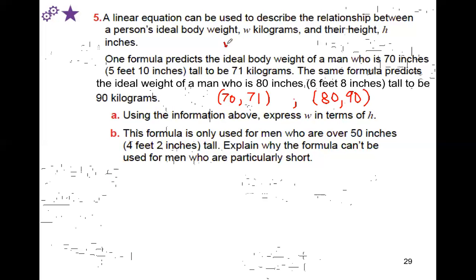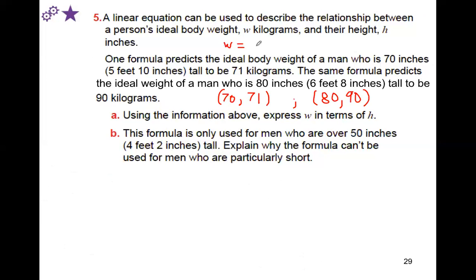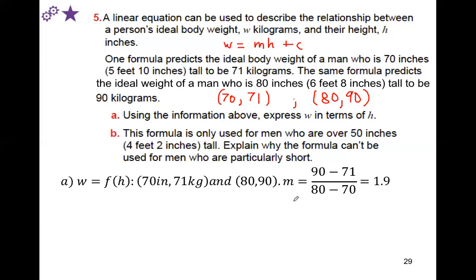So, for example, W equals MH plus C. That's one way of doing it. So 70 inch, 71, 80, 90. The first thing we calculate is the gradient. 90 take away 71 divided by 80 take away 70. That's easy. That's 10 at the bottom and you've got 19 at the top. So 19 divided by 10 is just 1.9.